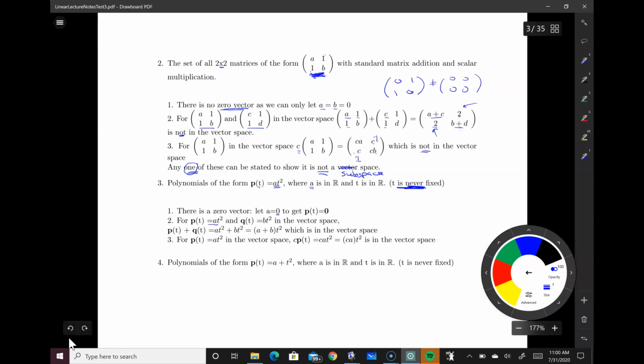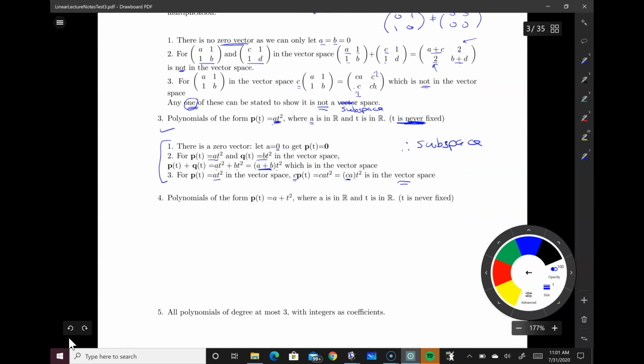If I have 2 vectors in the set, a t squared plus b t squared, and I add them together, then I can pull their constants out in front and I have a constant times t squared that fits the form of things in this subspace. If I have a t squared and I multiply it by a constant, it stays a constant times t squared, so that stays in the space. So this does satisfy all the criteria and it is a subspace. I'm sorry, I'm using the word subspace and vector space interchangeably.